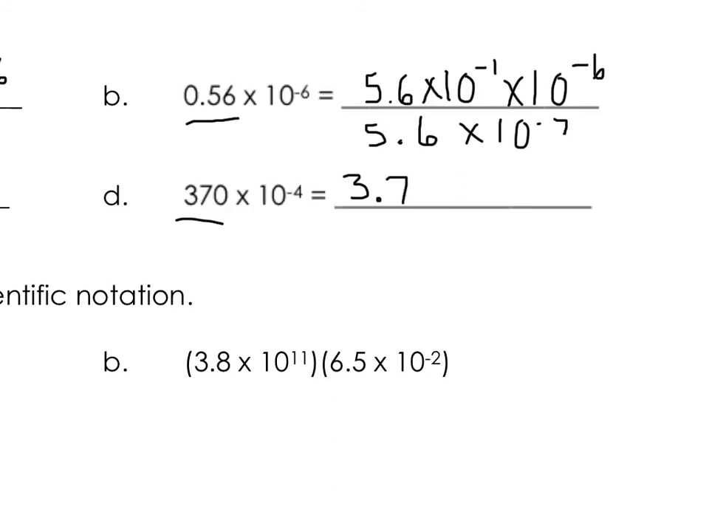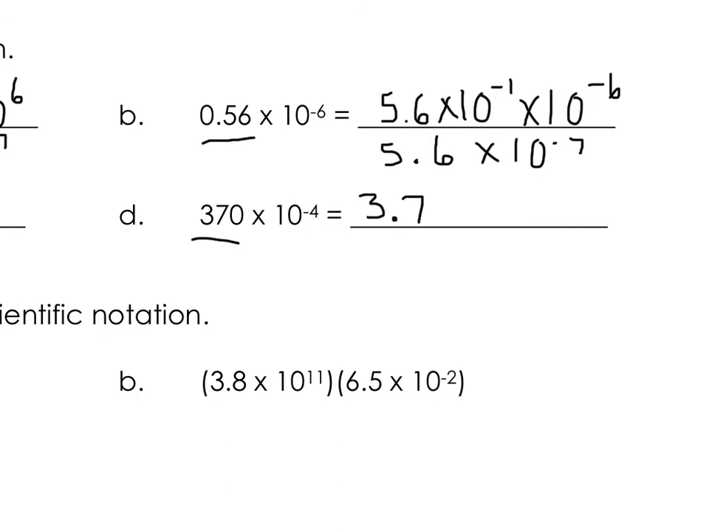3.7. How many places did we move the decimal? 370 is a large number. We moved the decimal 2 places, and we still have times 10 to the negative 4. So now we can combine our powers of 10, 10 to the negative 2. 3.7 times 10 to the negative 2.